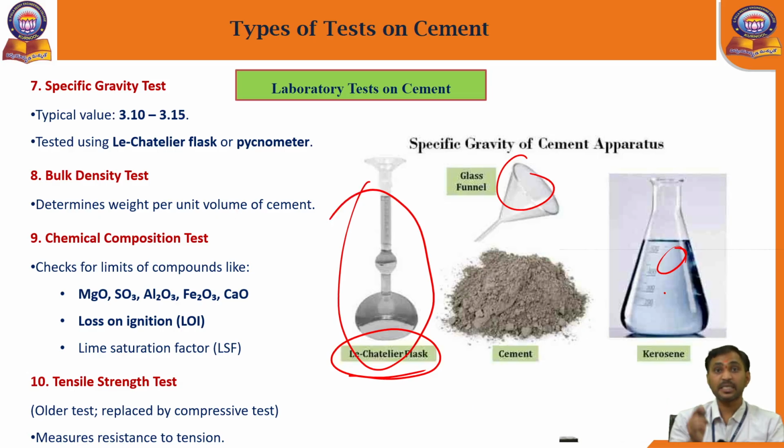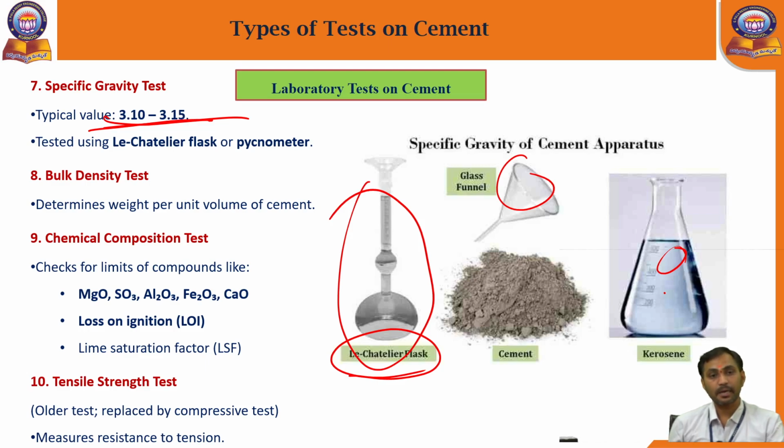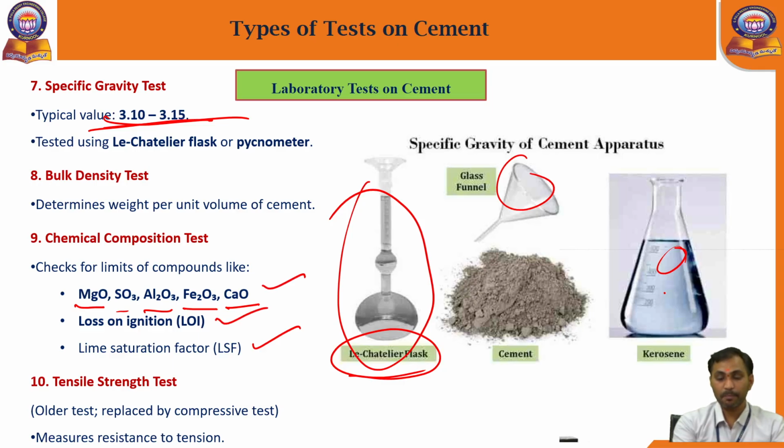After getting the results, they should be within the 3.10 to 3.15 limits. Okay, next, bulk density test. It determines weight per volume of cement. Next, chemical composition test. It tests for magnesia, silicon dioxide, Al2O3, Fe2O3, calcium oxides, loss on ignition, and lime saturation factor.